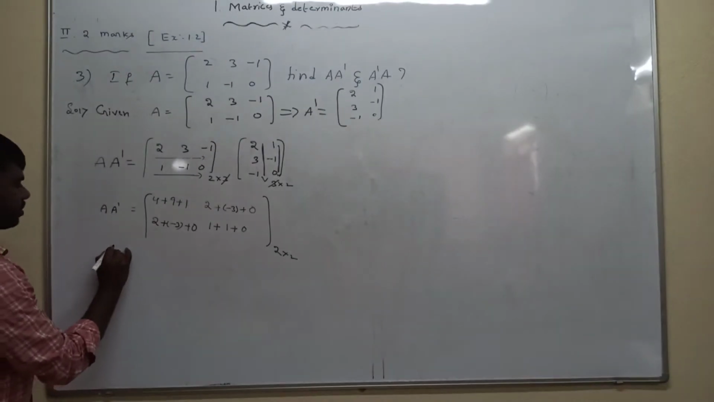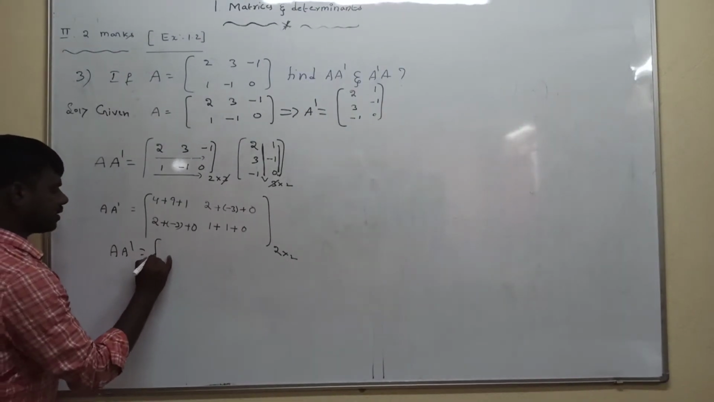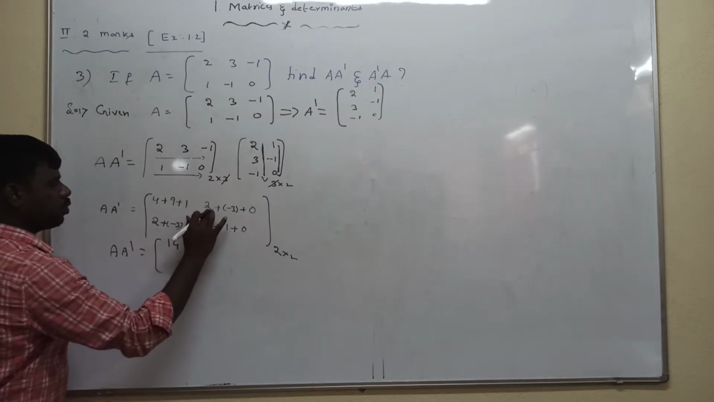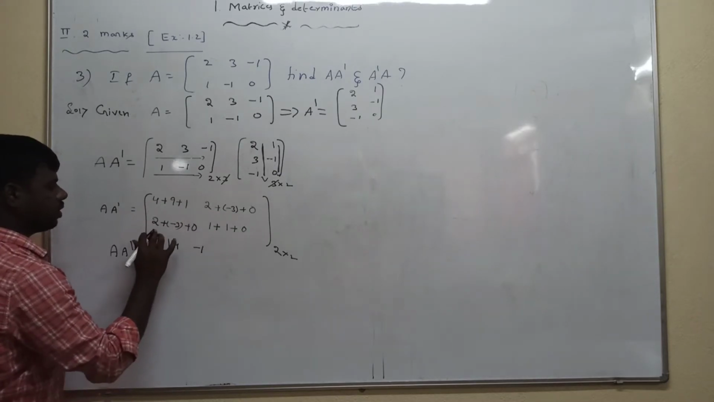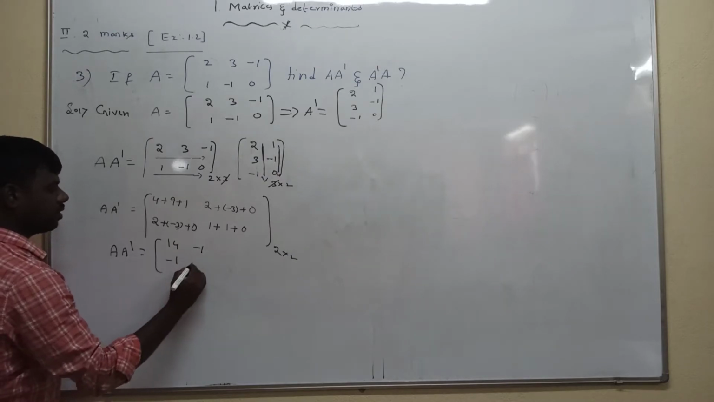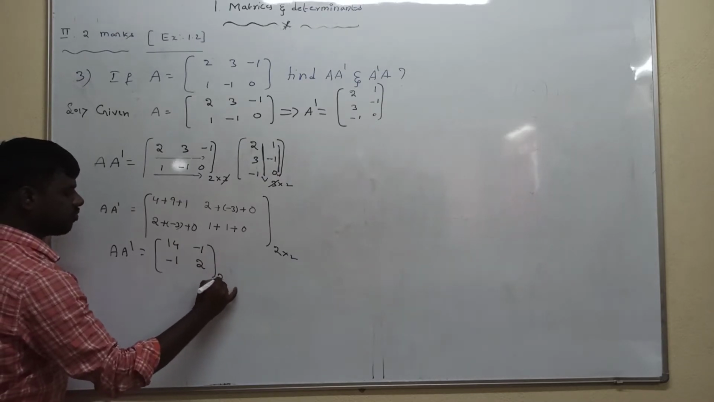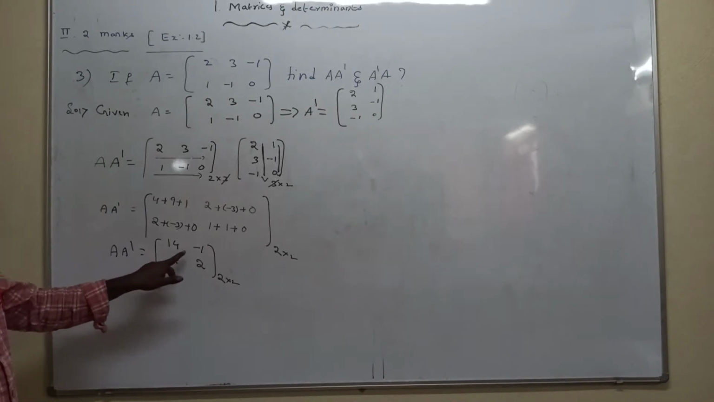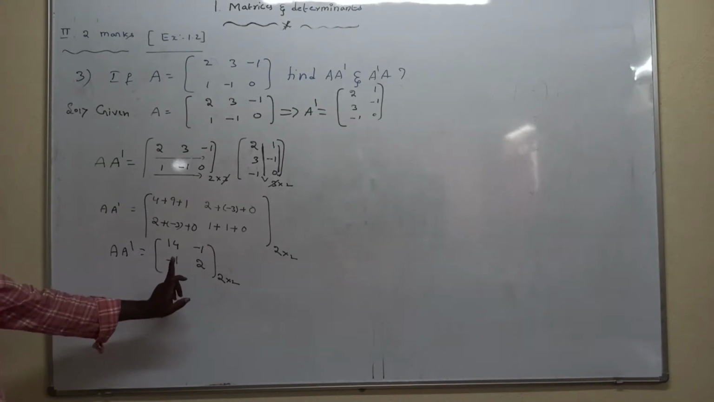We got the A into transpose of A matrix. 9 plus 1 is 10, 10 plus 4 is 14. 2 minus 3 is minus 1. 2 minus 3 is minus 1. 1 plus 1 is 2. So finally we got the A into transpose of A matrix value as 14 minus 1, minus 1 2.